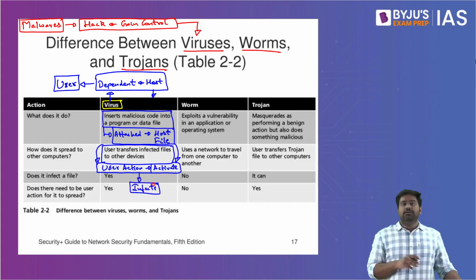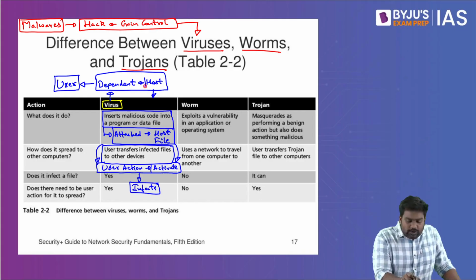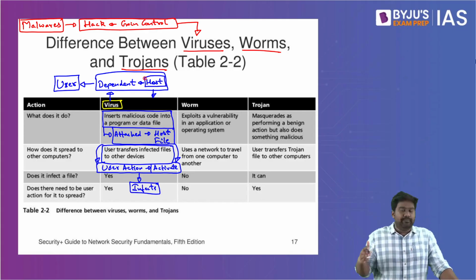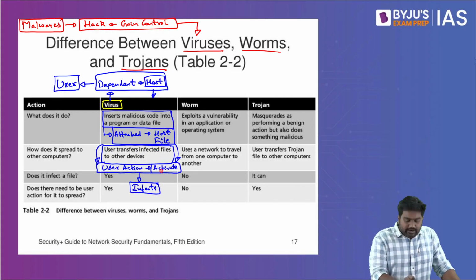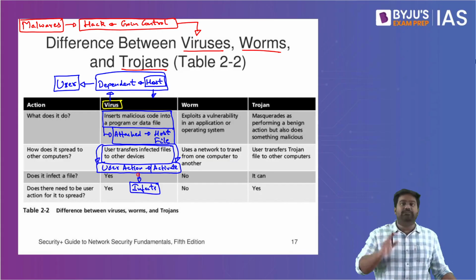Is that clear? So two important features about a computer virus are that it is dependent on a host file. It can't be an independent code. It's not a standalone program. And it requires the user's direct action or intervention for it to be activated.